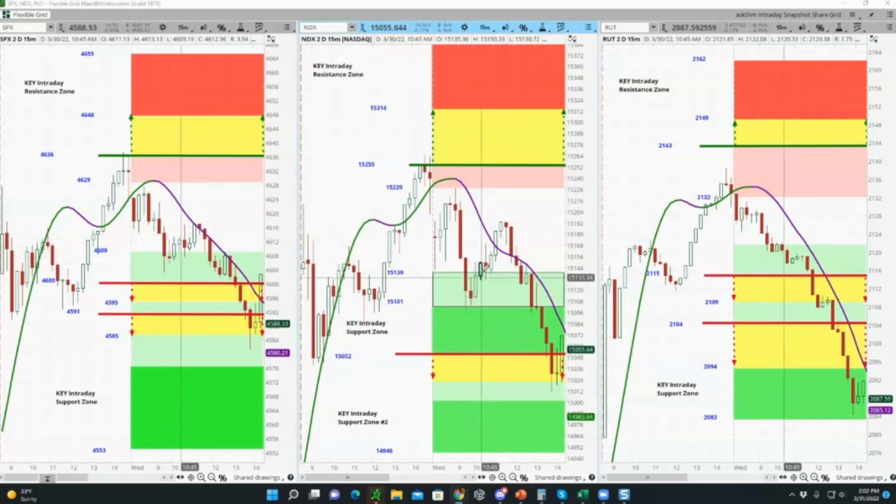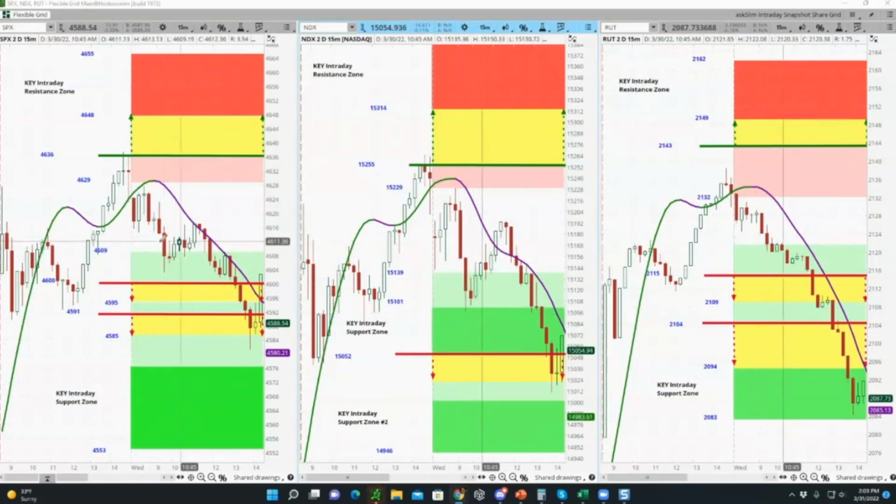The rally in the NDX, actually, the decline was a little deeper into that key intraday support zone, where when you get into these darker greens or darker reds, what we anticipate there is that there's going to be a reversal fairly quickly out of there. And we can see that that's what happened in the NDX.